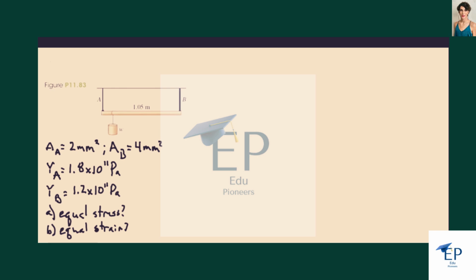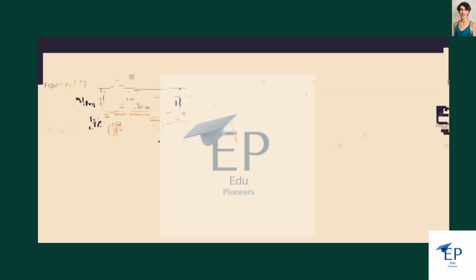Problem 11.83, we have this massless rod that is suspended from these two wires with the given properties here. And we want to know where along the rod we should put a weight to produce equal stress in the two wires and then equal strain in the two wires.